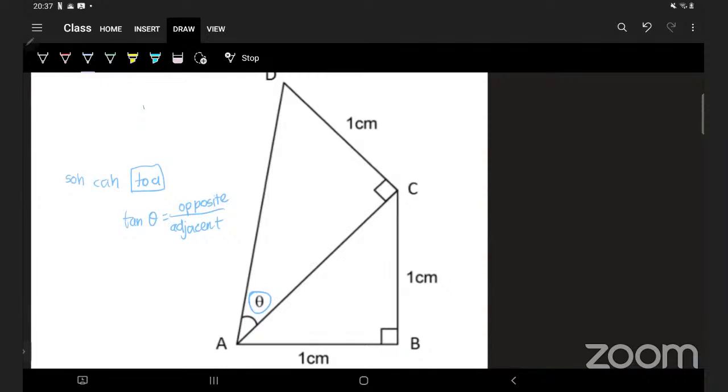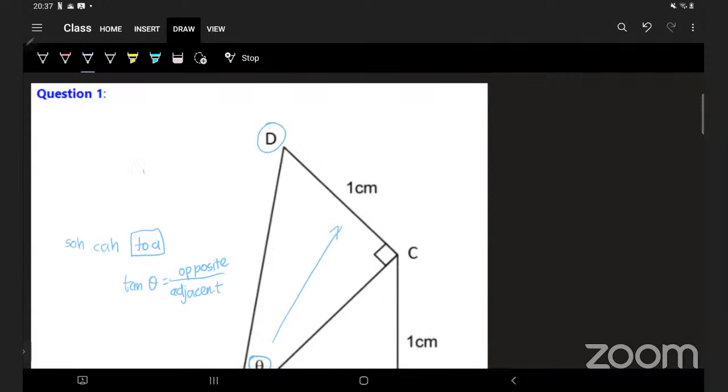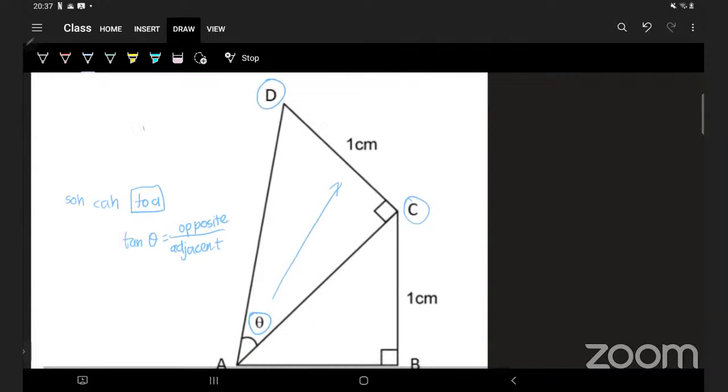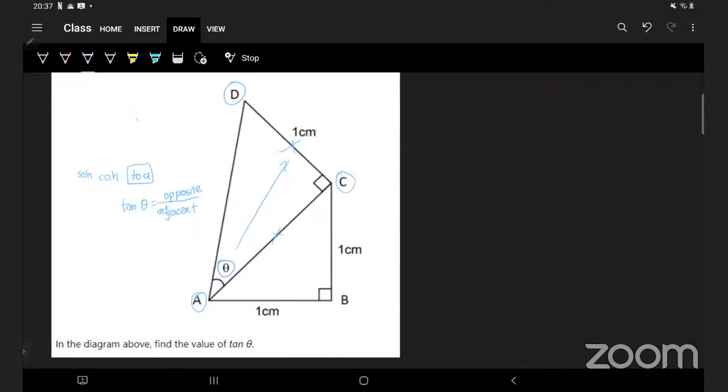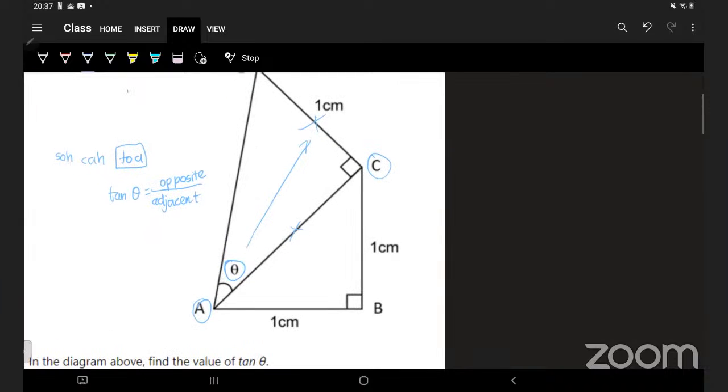If you look at this, with respect to this angle, the opposite will be this length here, length DC. And the adjacent one wouldn't be AD, because this is the hypotenuse, as we all know. So the adjacent one would have to be AC, this one right here. Right now we know that our opposite is 1 cm, but what is the value of the adjacent?